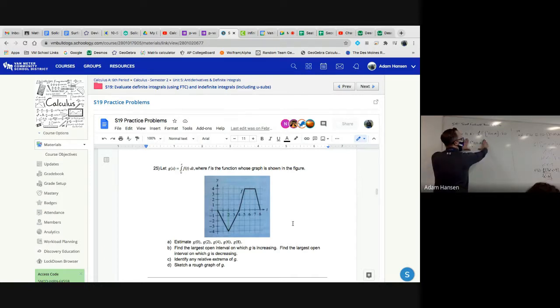Geometrically, what does this refer to? Area. So on part A, it asks us to find g of 0, g of 2, g of 4, 6, and 8.